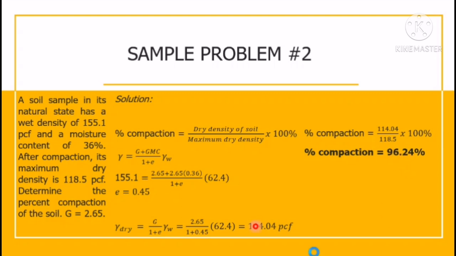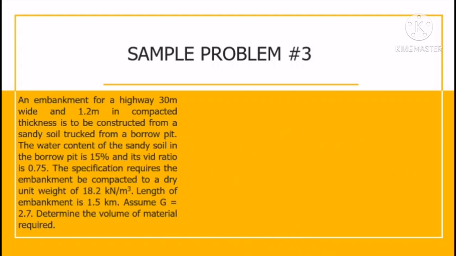For sample problem number 3, an embankment for a highway 30 meters wide and 1.2 meters in compacted thickness is to be constructed from a sandy soil extracted from a borrow pit. The water content of the sandy soil in the borrow pit is 15% and its void ratio is 0.75. The specification requires the embankment be compacted to a dry unit weight of 18.2 kN per cubic meter. The length of the embankment is 1.5 kilometers. Assume G equals 2.7 and determine the volume of material required.